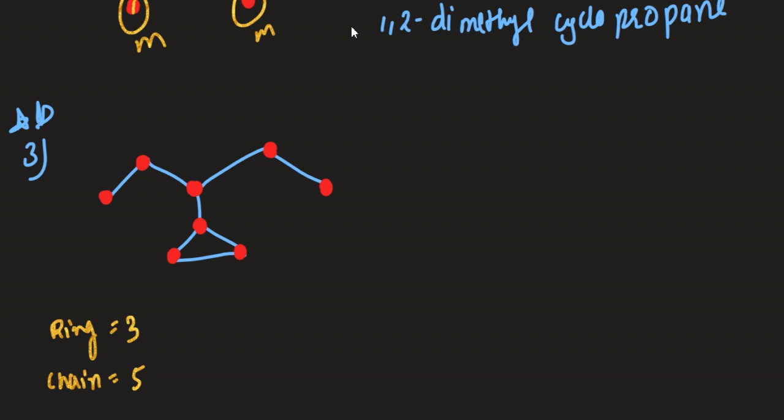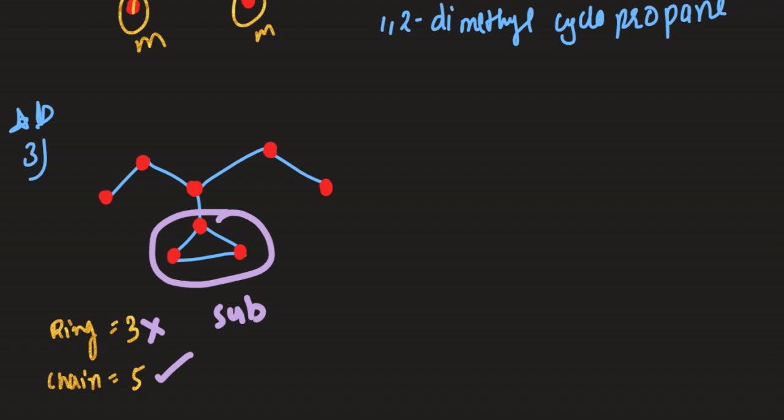So which one will you choose as the parent carbon chain, ring or chain? Which one will be the parent carbon chain? The chain will be acting as our parent carbon chain, not the ring, because the ring is a total of 3 carbons. So in this condition the ring is acting as a substituent, right? And while numbering, 1 2 3 4 5.